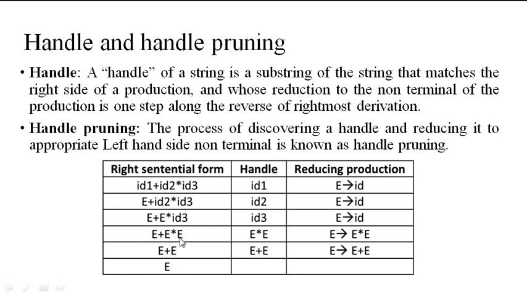Now the next handle is E star E, E gives E star E, so this E star E is reduced to E. Next handle E plus E, E gives E plus E, and this E plus E is replaced by E. So in bottom up parsing, we are reducing from the input to the starting symbol or root of the tree. And in bottom up parsing, the derivation will be a rightmost derivation.